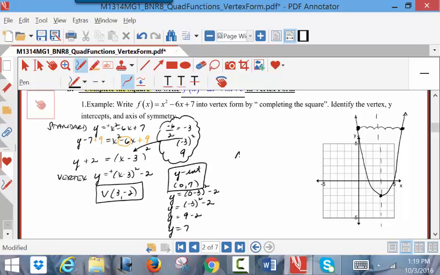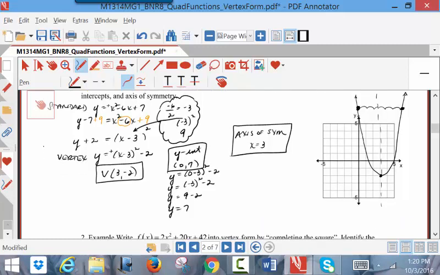And what is my axis of symmetry? Hold on, it's an equation of a line. X equals 3. It's an equation of a vertical line. Okay, so that completing the square business, we're going to do a lot of this. I know it's kind of strange, and so we're going to practice it quite a bit. All right, let's go down and take a look at another one.